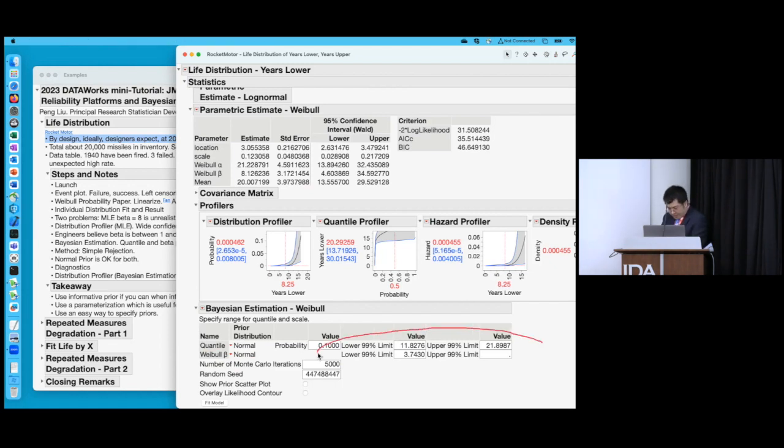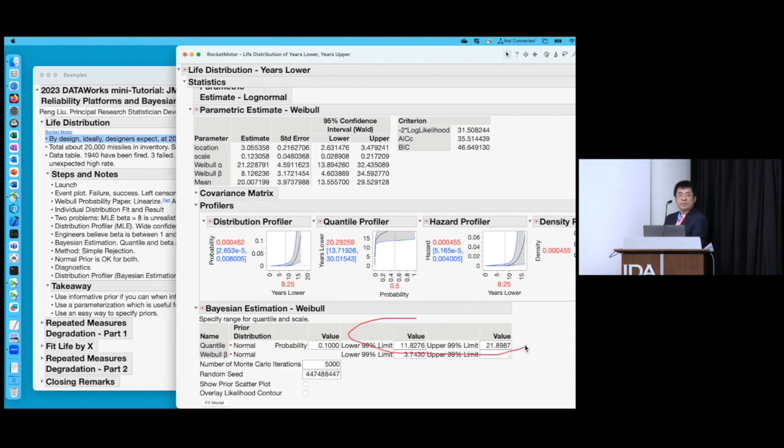Also, we look at the values you need to put in. Let me explain what these numbers are. First, for the quantile, it's a normal distribution. I'm asking for information for a normal distribution, which is the prior for this quantity. You specify the information about the 10th percentile of failure by providing two numbers: one is called the lower 99% limit, and the other is called the upper 99% limit. This is normal. Where's the mu and the sigma? Where's the mean and the standard deviation? It's not on either of them.